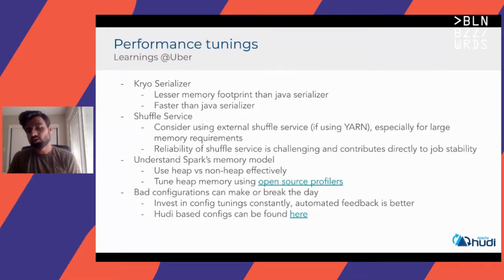And lastly, bad configurations can make or break the day. So investing in config tuning constantly is extremely important. And if you have an automated feedback mechanism to tune that, which is something that we have at Uber, it is extremely valuable. And as you run larger jobs, you choose between different table types. Tuning Hudi configs is also extremely important because, based on your use cases, different configs can give you a different set of performances.